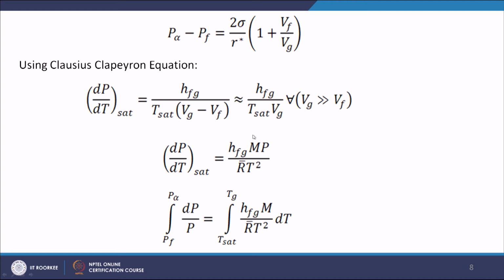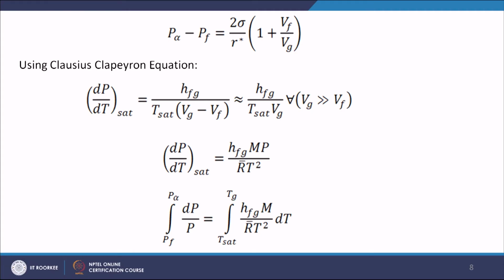One was already there in the form of Tsat, another one will be coming due to your Vg, so we will be getting T square over here. So, now here you see in the left hand side we are having dP and dt, here we are having a function which is dependent on pressure and temperature. So, we can start the integration procedure.